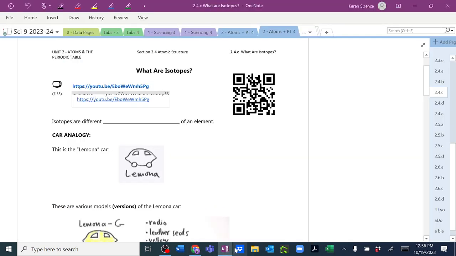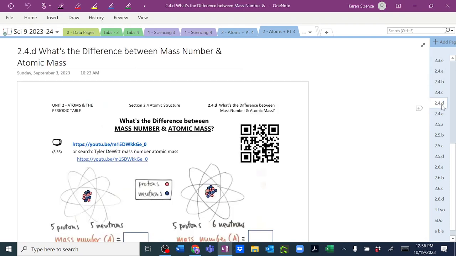Okay, so that's what are isotopes. Now, I've been speaking, people have been saying atomic mass, and I keep saying, no, atomic mass and mass number are different. So let's take a look at page 87.